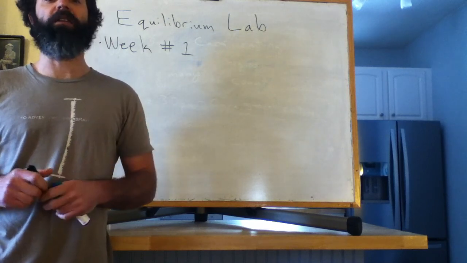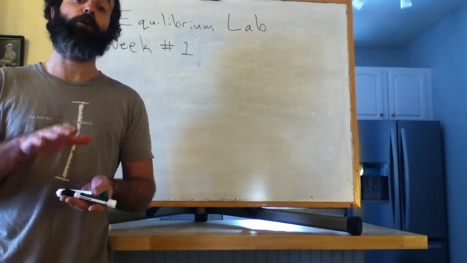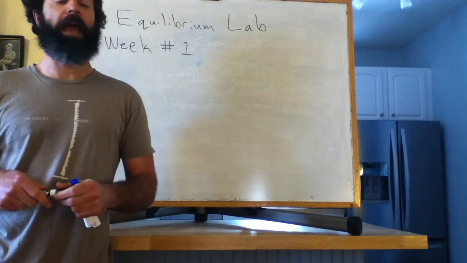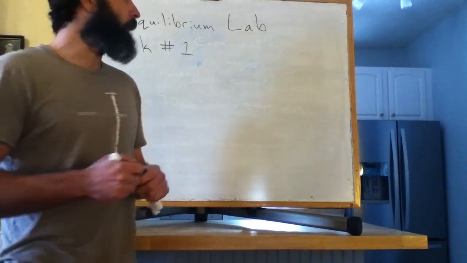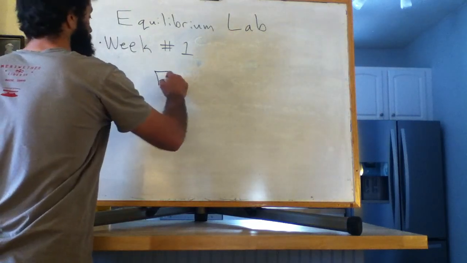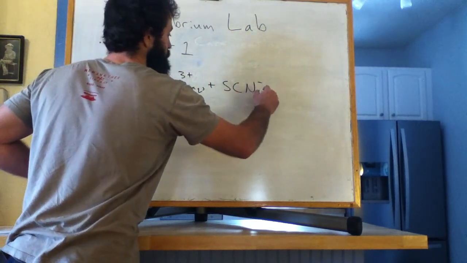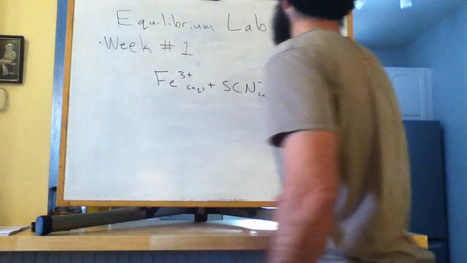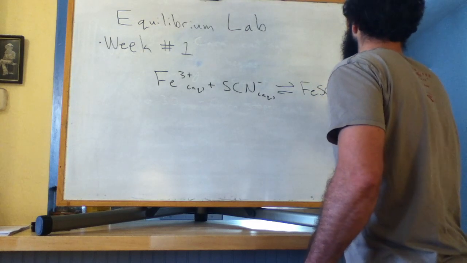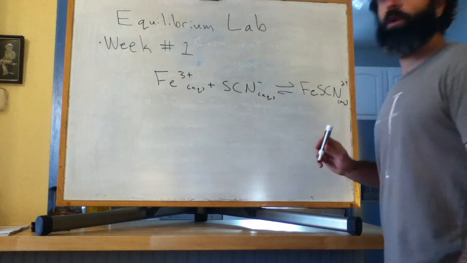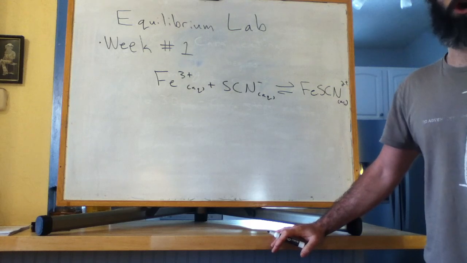And in week one, essentially the idea is we want to make a group of standards, solutions whose concentrations we accurately know, and we want to analyze these standards using our Spec 20s, measuring absorbance values. So the reaction we're going to be studying over the next couple weeks is a reaction between iron 3 and thiocyanate. These react to form a complex, which is an iron 3 thiocyanate complex. What we really want to study is the equilibrium constant of this reaction. So how are we going to do this?